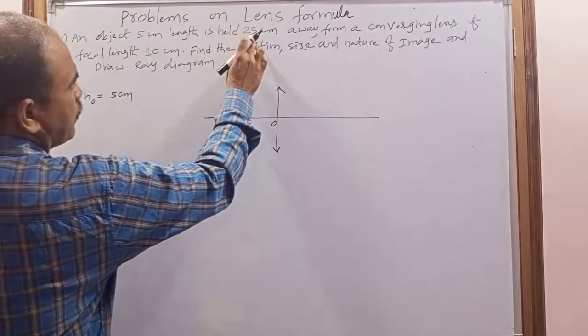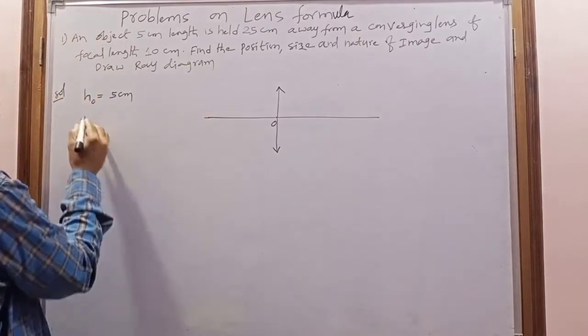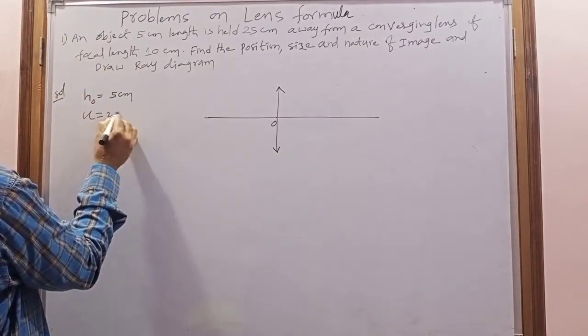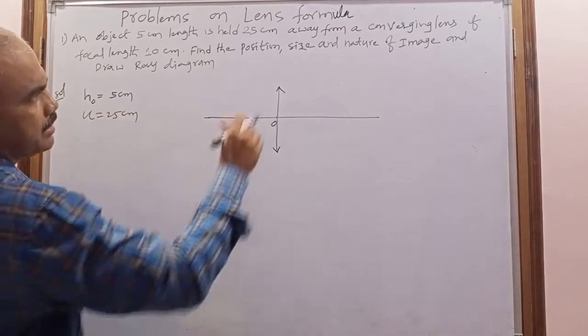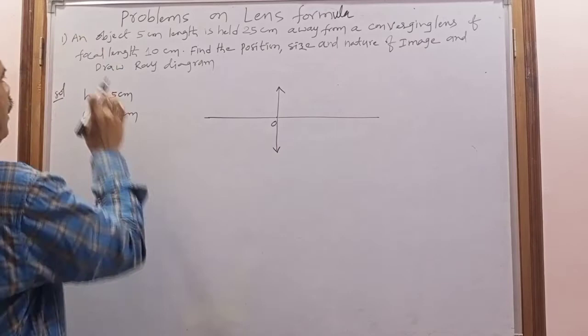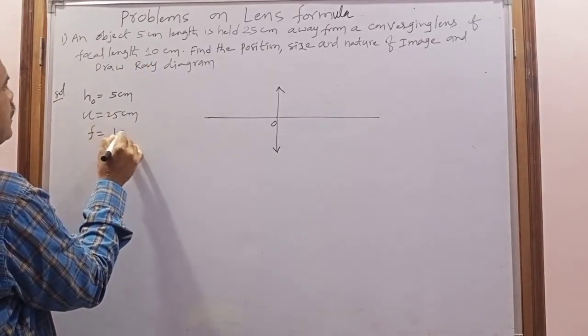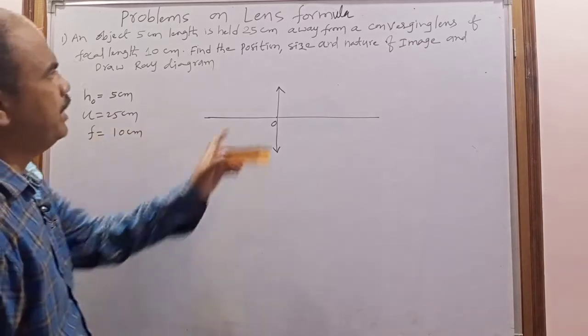And next, held 25 centimeter away from the converging lens. What is given? Object distance. So the object distance is 25 centimeter. And next, what is given? A converging lens of focal length 10 centimeter. So the focal length is given. Focal length is how much? 10 centimeter.